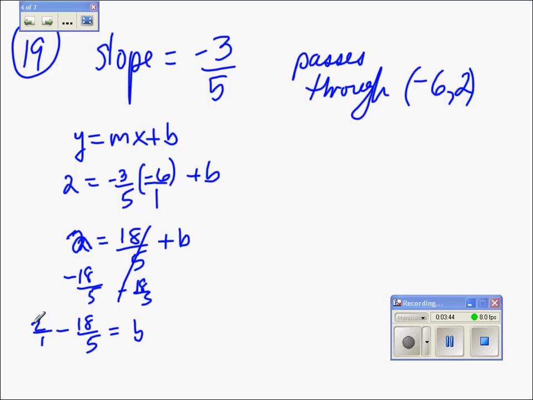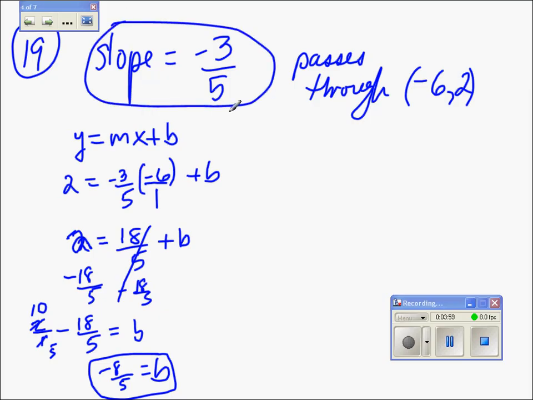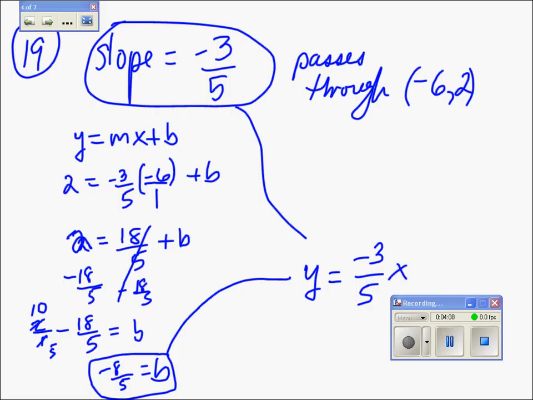So get the denominators to be the same. This will become 10 over 5. So 10 minus 18, that's negative 8 over 5 equals b. So there's our b value. Our slope value is given up here. So remember, the only two things you would ever need to know to write an equation of a line are slope and y-intercept. We've got the slope negative 3/5 x minus our y-intercept 8/5.